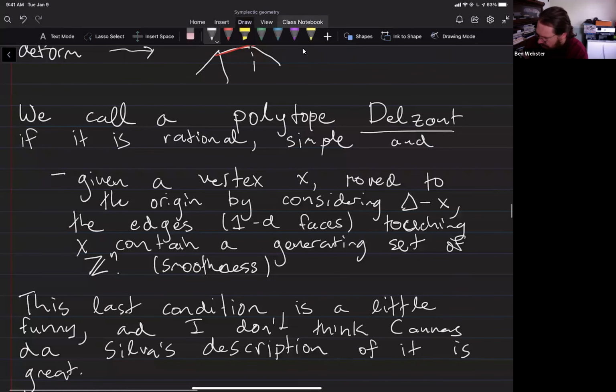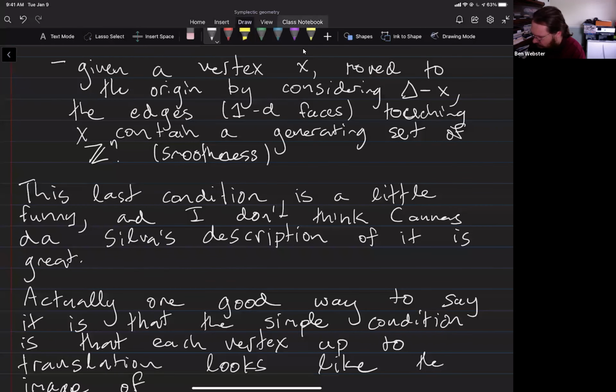So this requires smoothness. This last condition is really a bit strange. I feel like Kenneth de Silva's description of it is a little ambiguous.